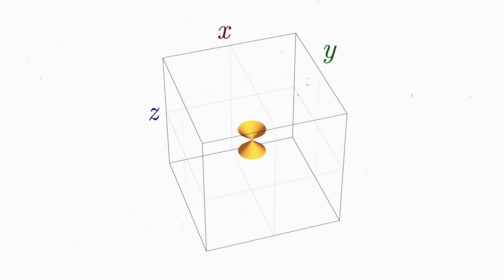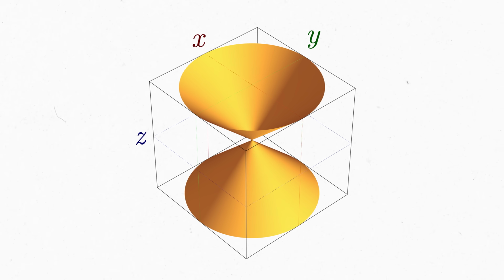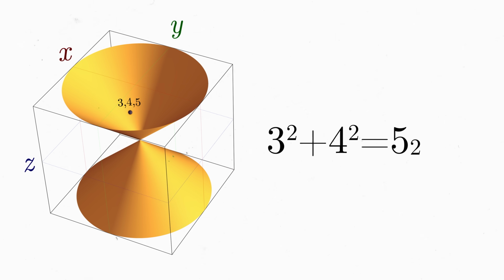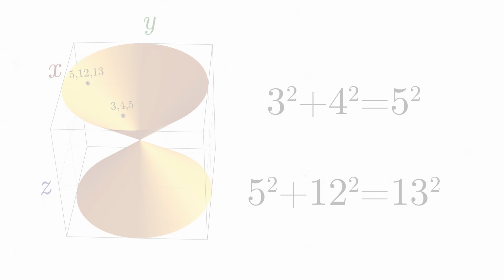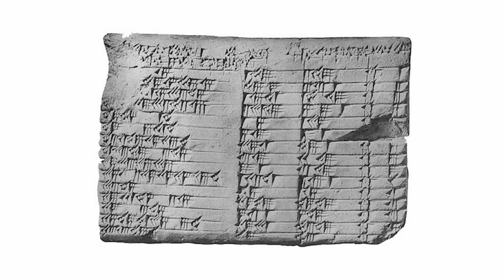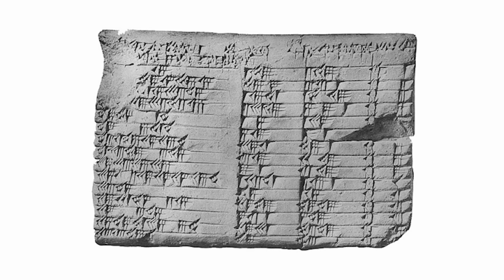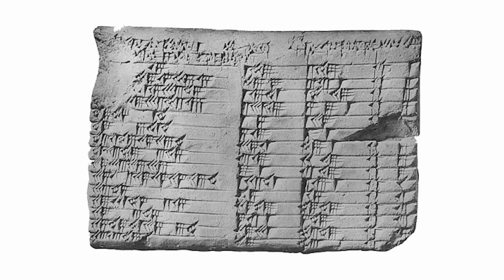The set of solutions to this equation in the real numbers is pretty easy to find. It's just an infinite cone. But Diophantus wanted to find solutions that were whole numbers or fractions, like 3, 4, 5 and 5, 12, 13. And he wasn't the first. Here is an ancient Babylonian clay tablet from about 2000 BC with a huge list of these Pythagorean triples. By the way, this list predates Pythagoras by more than a millennium.